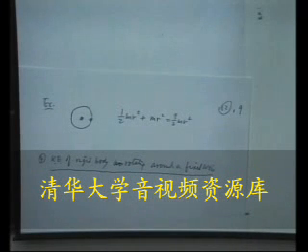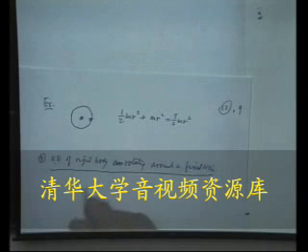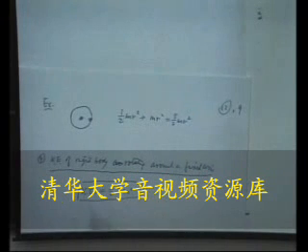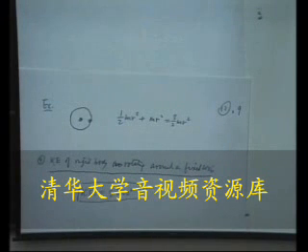Now we talk about the kinetic energy of a rigid body rotating around a fixed axis. This is trivial if you just calculate it, because every point has a velocity which is omega cross r. So you can easily prove that the kinetic energy is equal to 1/2 of r. The details you can fill in.